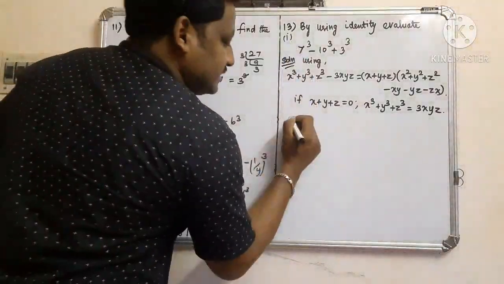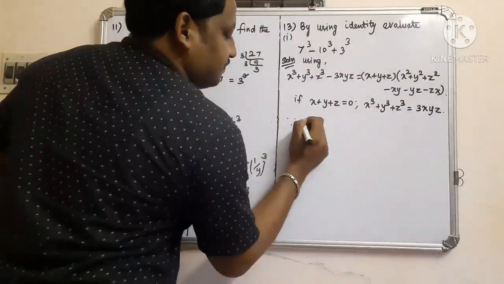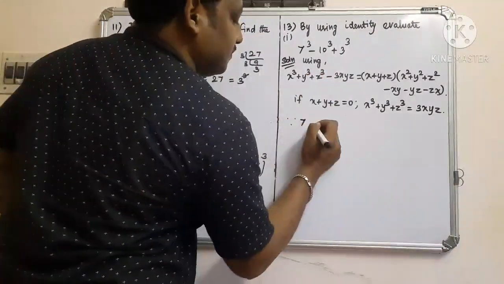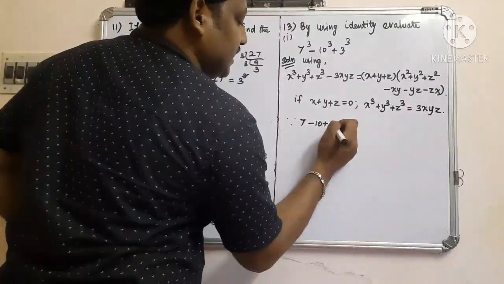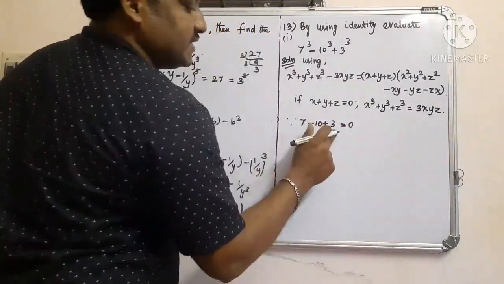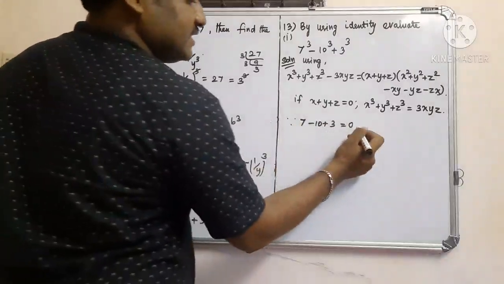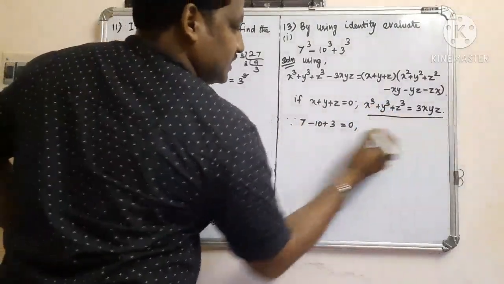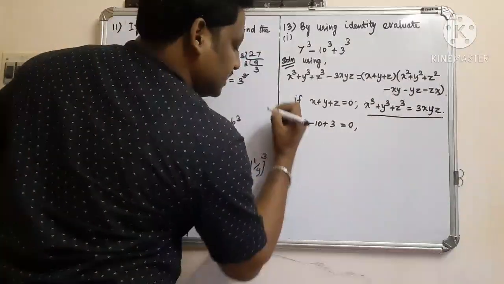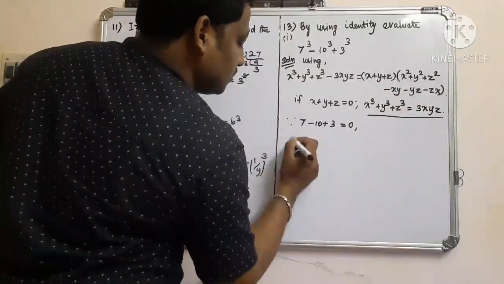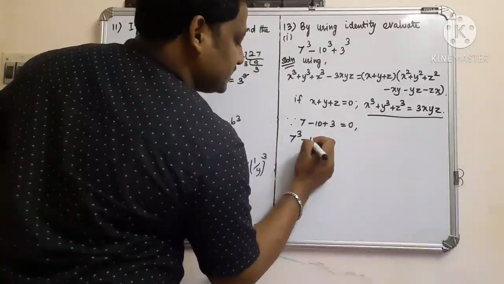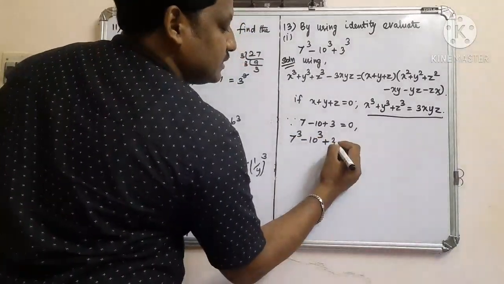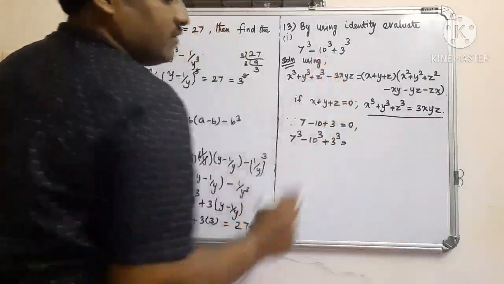So here, what is that? Since 7 minus 10 plus 3 is equal to 0 (7 plus 3 is 10, 10 minus 10 is 0), therefore we have to substitute in this value, which is 7 cube minus 10 cube plus 3 cube. This is only what we are going to find out.